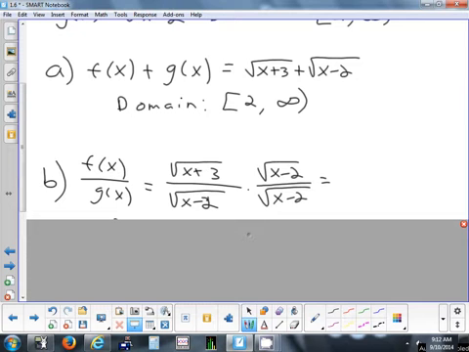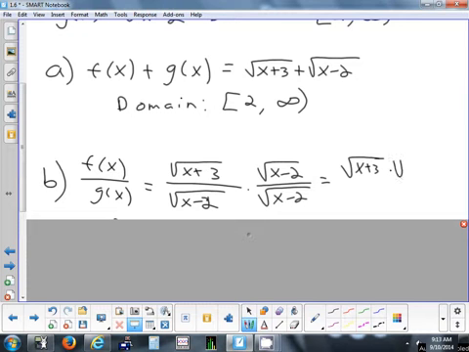Now, if we wanted, we could combine these into a single square root in the numerator. It's not necessary. I want to leave it separate for now. What would it be if you combined it? Would it just be x plus 1? You'd be foiling it. It'd be x squared minus 2x plus 3x minus 6, all under a square root.